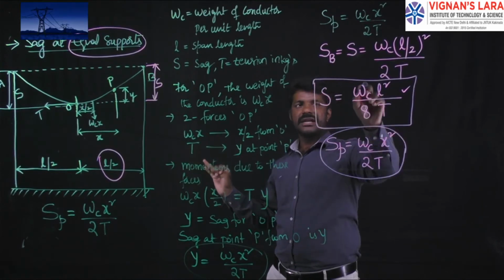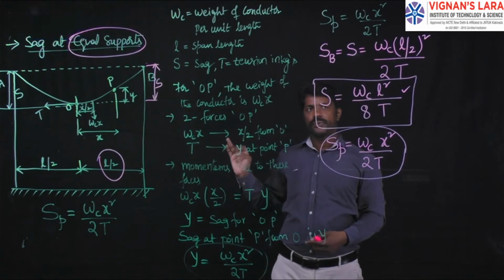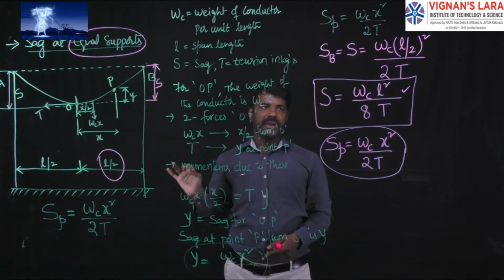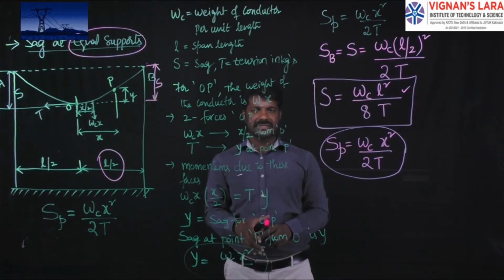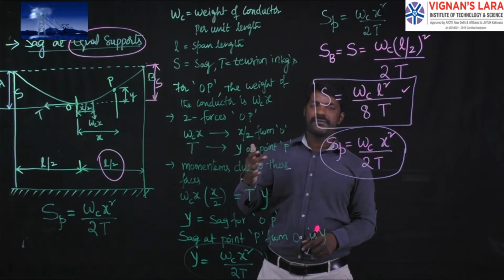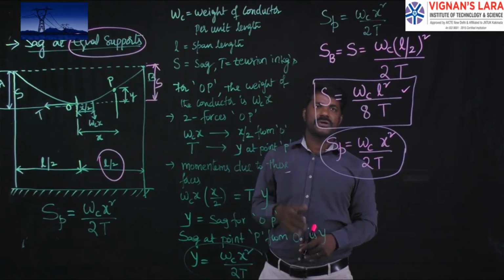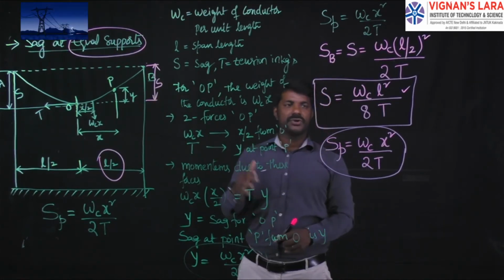And next, in addition to this WC, there are 2 more weights: weight due to wind pressure that is blowing on the conductor, directly proportional, and weight due to the ice accumulated on the surface of the conductors in the winter season due to snowfall. So sag is directly proportional to the weight of the ice also. And also sag is directly proportional to temperature.